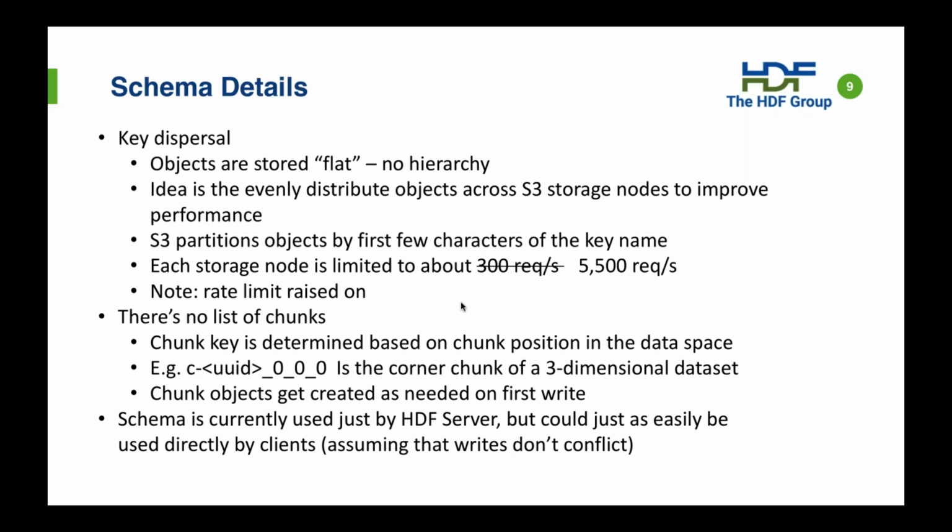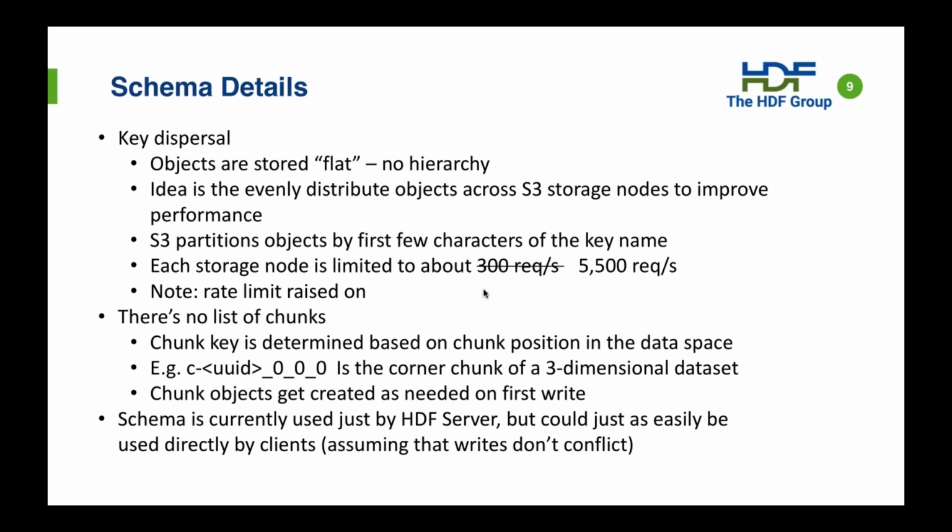So I had this great thing here, how we distribute keys across the namespace in the bucket for performance, because until this week, there was a limit of 300 requests per second per bucket. But then 2 days ago, Amazon raised that from 300 requests per second to 5,500 requests per second. So that argument doesn't really work so well anymore.